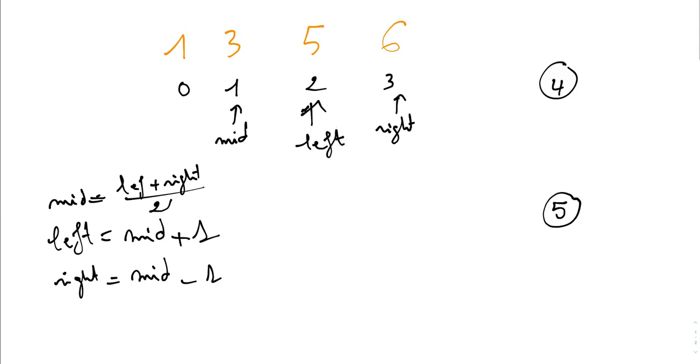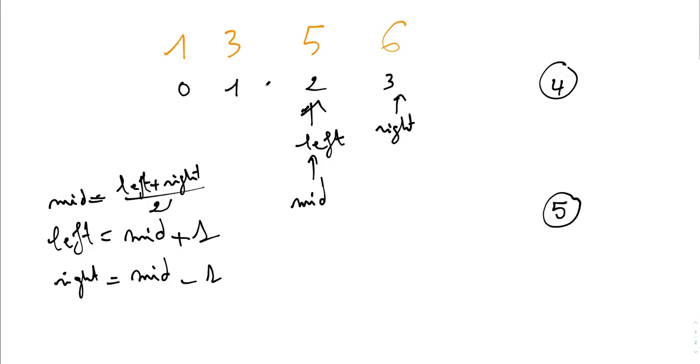Okay, cool. Now we are on the second iteration. What we need to do is calculate the mid again. The mid is equal to left plus right divided by 2. So 3 plus 2 is 5, divided by 2 is 2. So in our case, the mid is actually the left. The left and the mid are both equal.